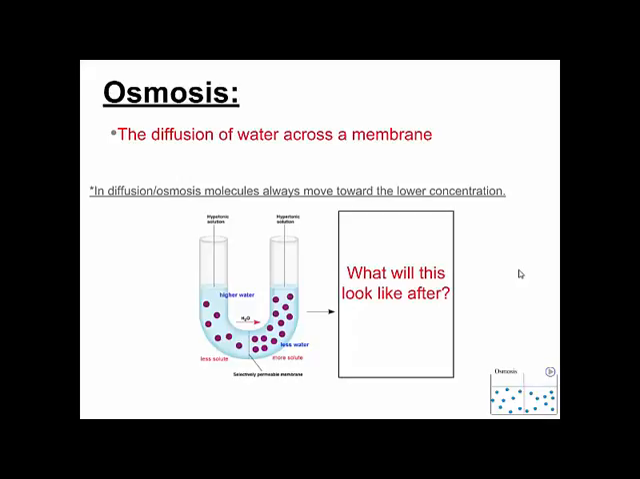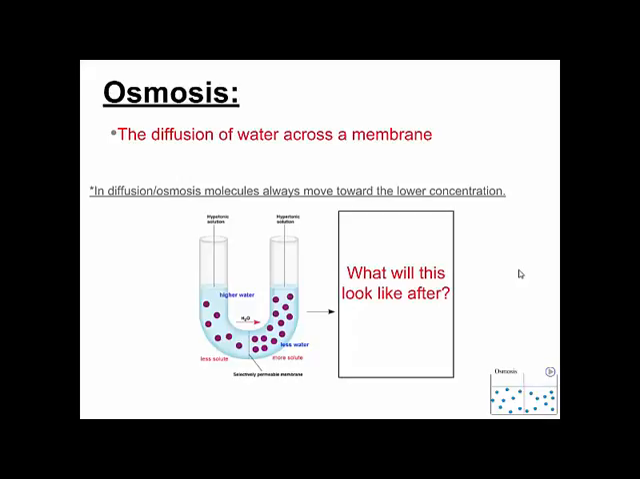However, let's say that this membrane is impermeable to salt. So maybe they would move there, but they're not allowed to. They can't get through the membrane, so they're stuck where they were. So the salt molecules cannot diffuse. Okay, now let's think about osmosis.